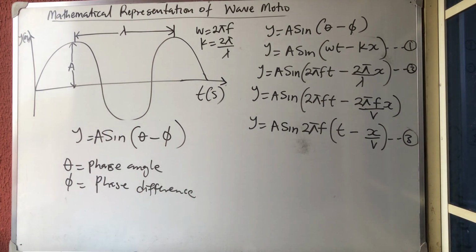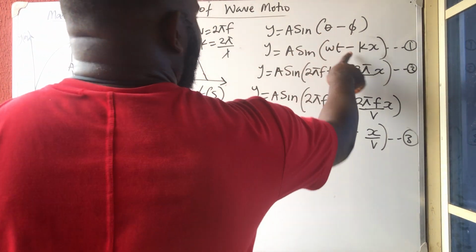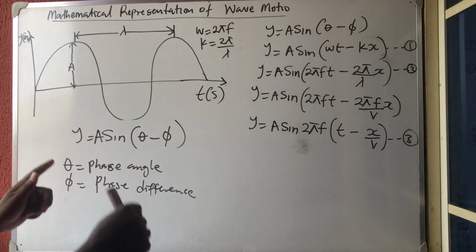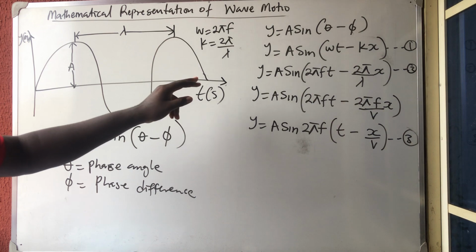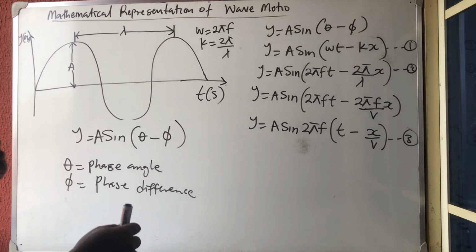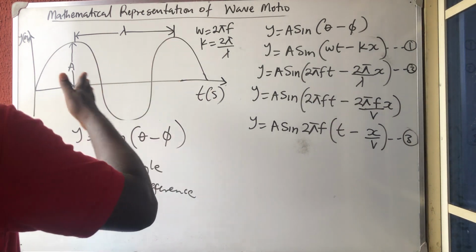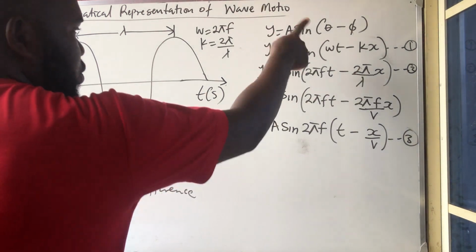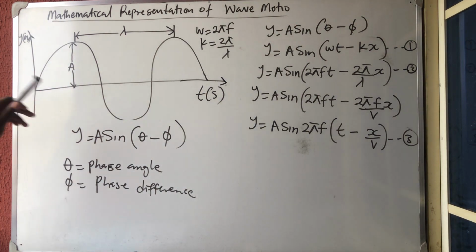And don't forget that we can use plus or minus here. When do we use minus? We use minus when the wave is moving in the positive x direction, the right hand side. But if it's in the negative x direction, we use plus.